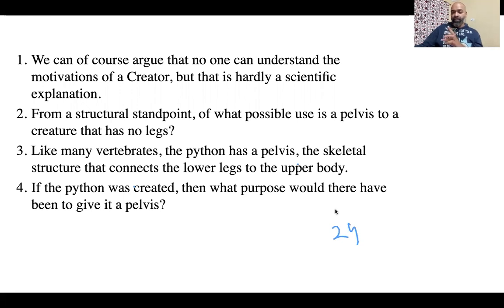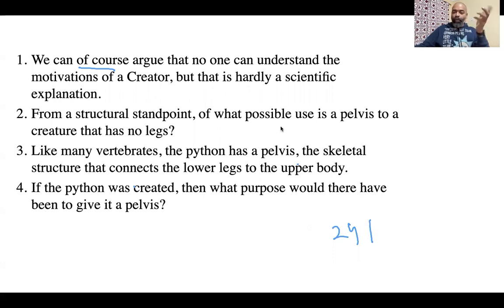Okay, so these are the 2 things. This is the first confusion. Is it 2, 4 or 4, 2? Next, we can of course argue that no one can understand the motivations of a creator, but that is hardly a scientific explanation. Now this of course will tell you that 1 has to come later, after 2 and 4. Now why does 1 have to come after 2 and 4? Because I need to have context where no one can understand the motivations of a creator.